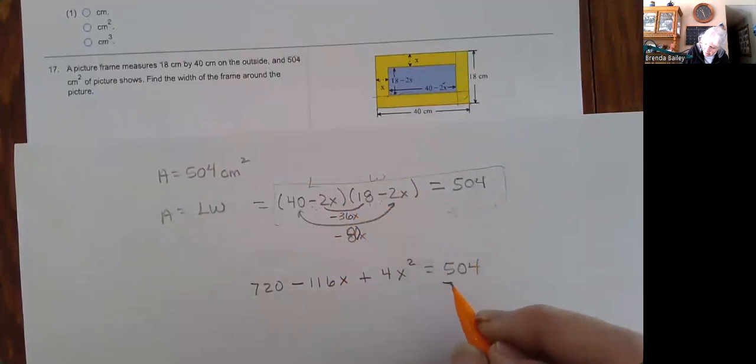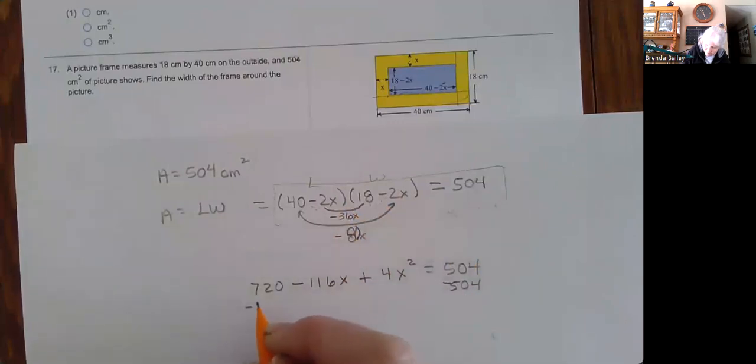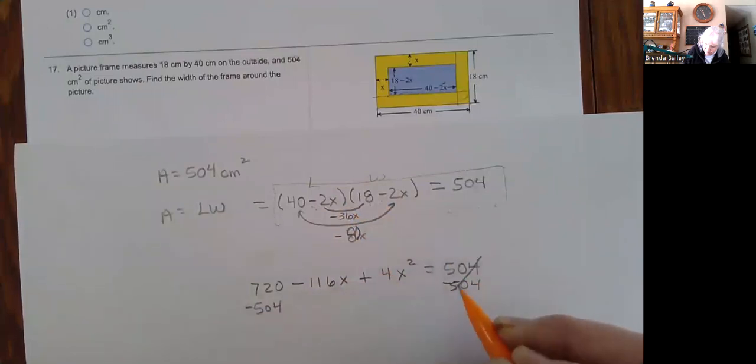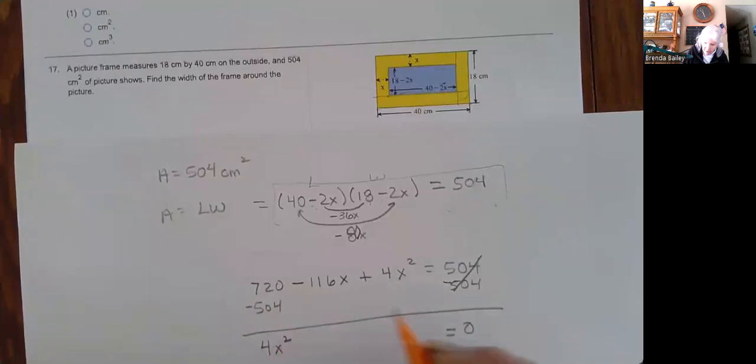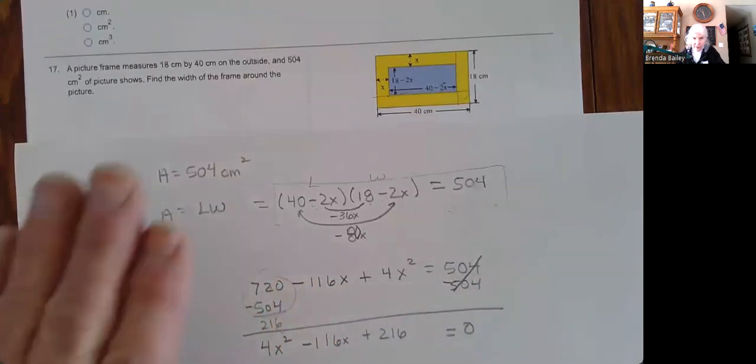So I'm going to subtract 504 from both sides. So I have 0 equals, I'll write the 4x squared first, and then I'll have the minus 116x. This right here is 216 positive. When you add those two together, equals 0. So I rearranged it. I combined the 720 and the minus 504, and we're ready to factor. Good, you can still see it.